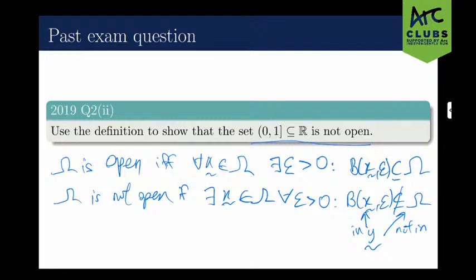So that's my goal when I see this question. I just need to find a certain x inside this set, that's our set, so that no matter what value of epsilon I choose, this ball is not going to lie inside the set. Okay. Everyone good with that? Choose x equal to 1. Yes, someone said choose x equals 1. That's absolutely correct.